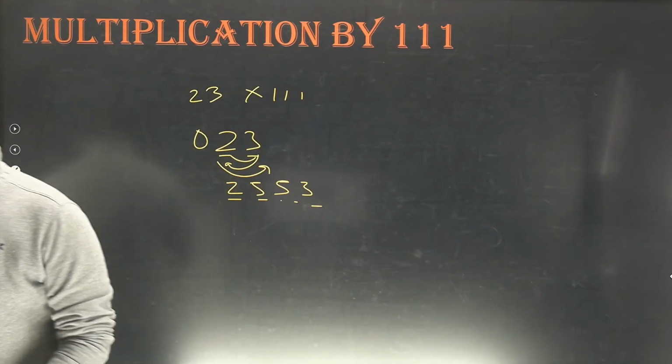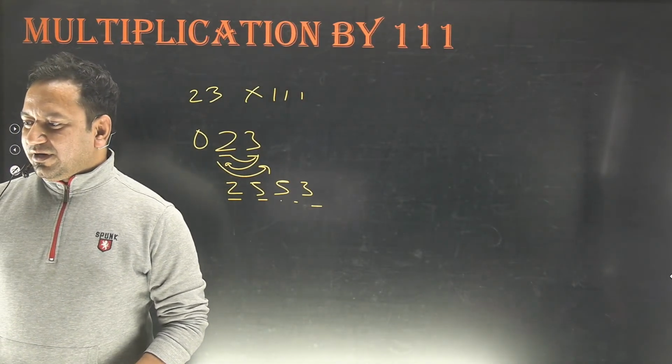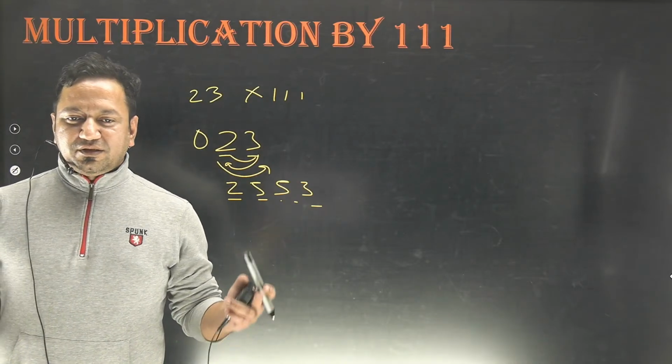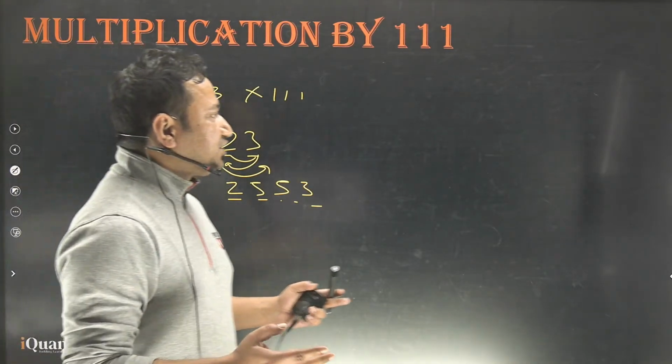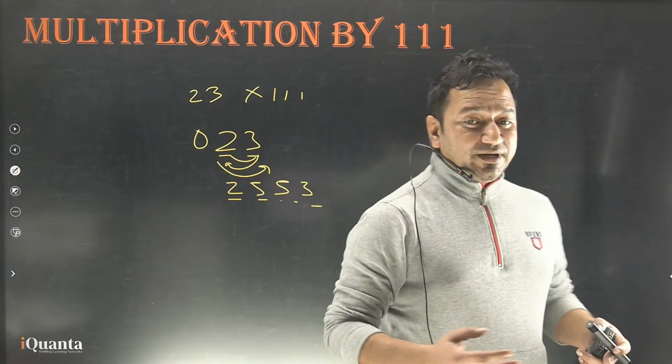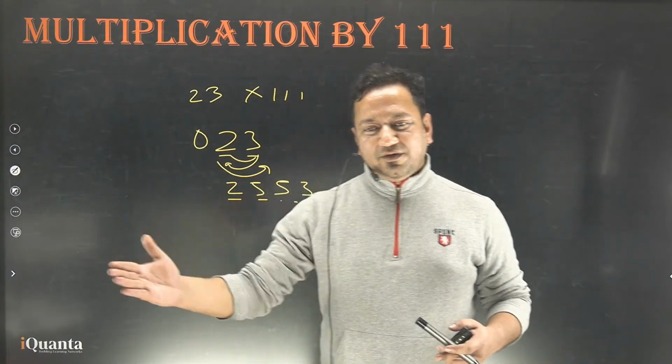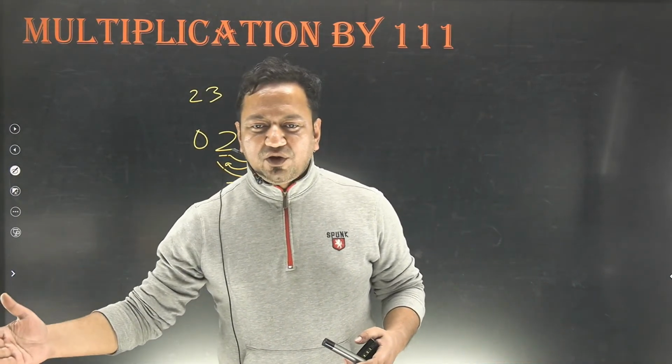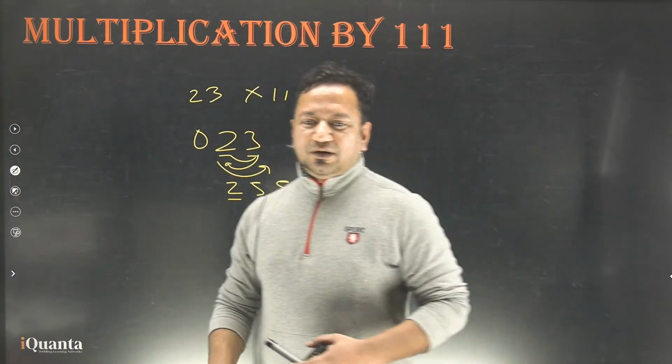Well done. So we have understood both the first two concepts of multiplication by 11 or 111. If there is 1111, still you can do it. Then the pattern will be 1, 2, 3, 4. Right?